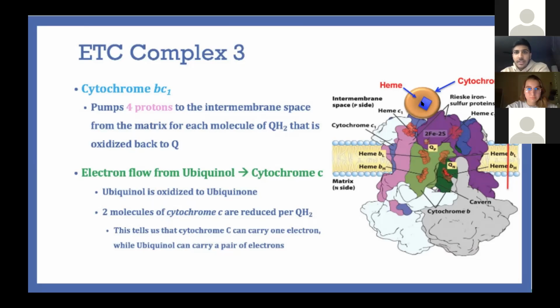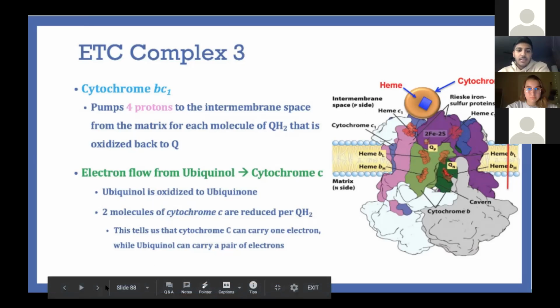So one of the differences that you'll see between FAD and NAD is that FAD will accept electrons one at a time, whereas NAD plus will accept them as a hydride, 2 at a time. Those are the main differences. Same for cytochrome C: since it has a heme, it's going to accept them one at a time. And so you're reducing cytochrome C, and you just keep passing it on to these different carriers.